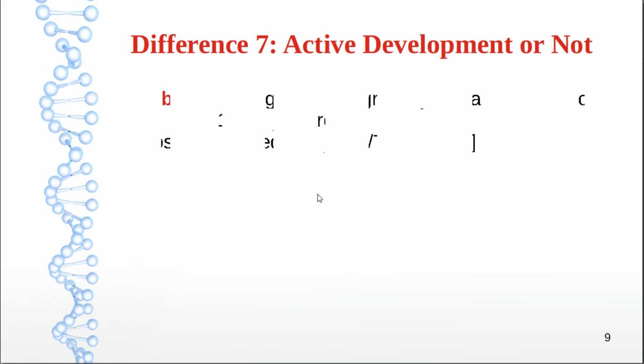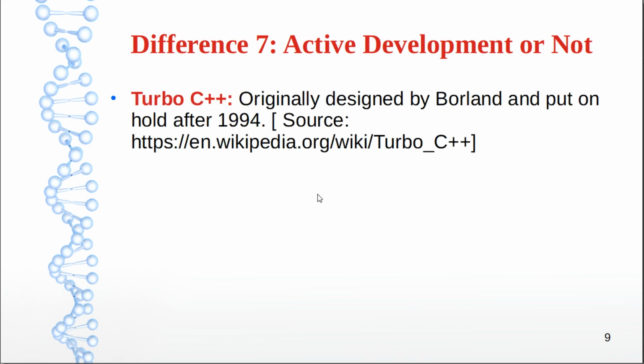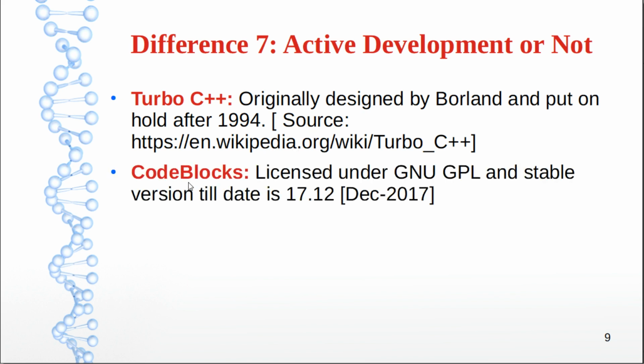About active development. Originally, TurboC was designed by Borland and put on hold after 1994. You can refer to this Wikipedia document. Code::Blocks is licensed under GNU GPL, and the current stable version is 17.12, known as December 2017.